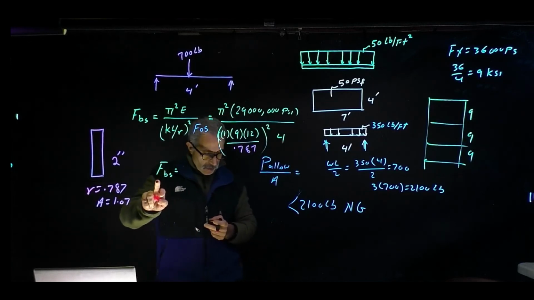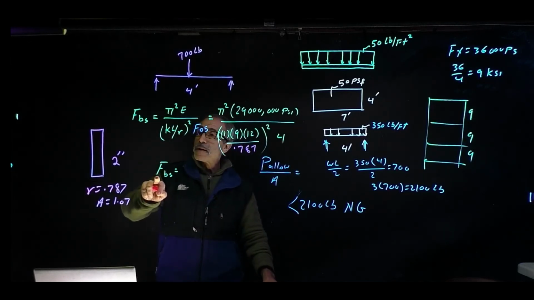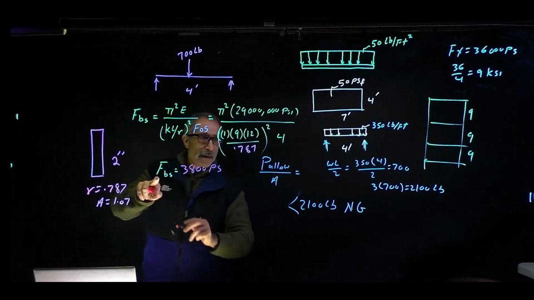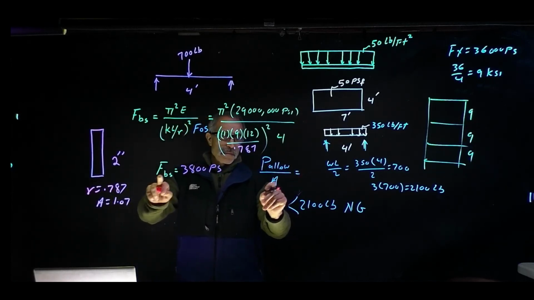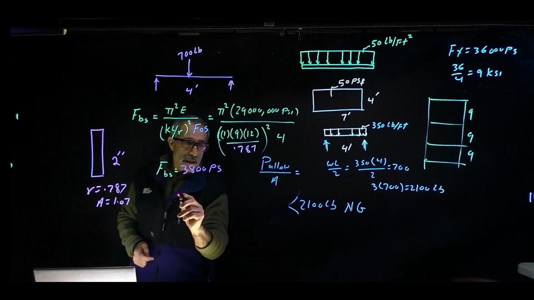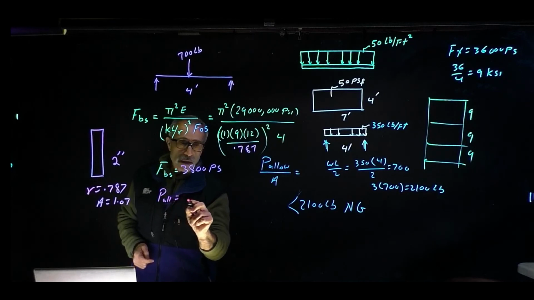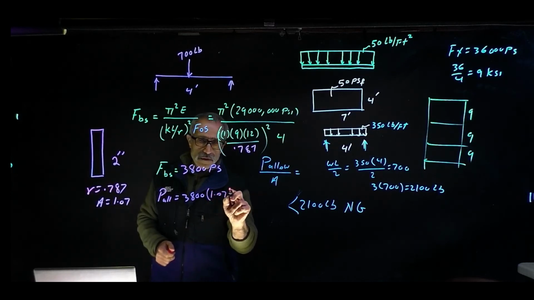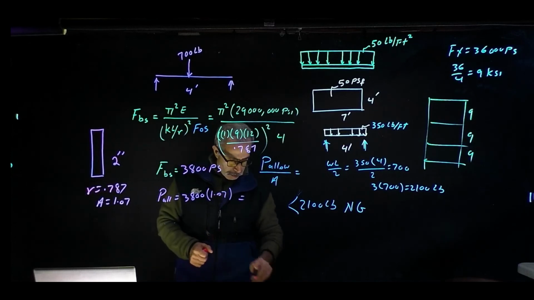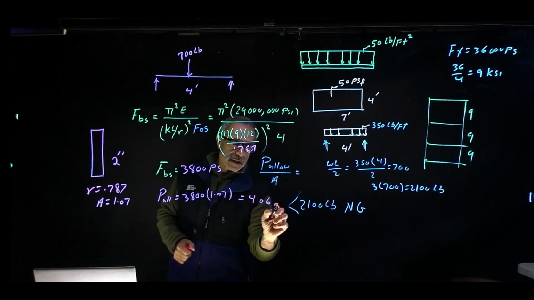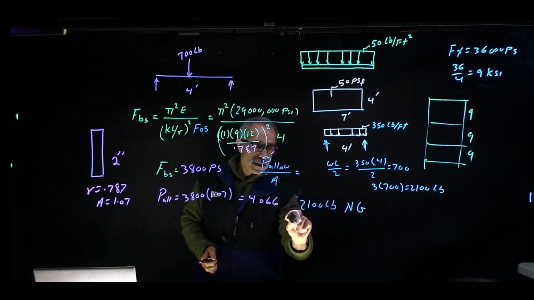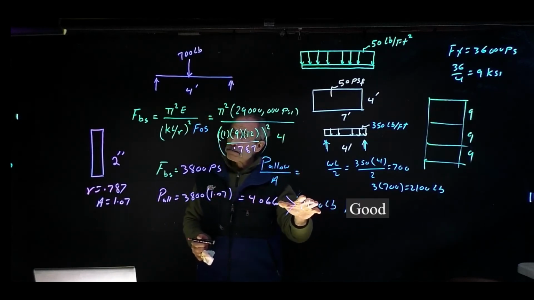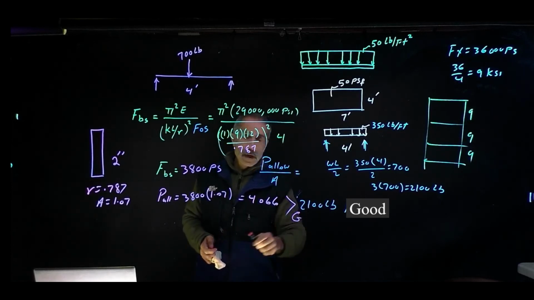Nothing changed there, and therefore my allowable buckling stress is going to come out to 3,800 psi, which is equal to P allowable divided by area, and therefore my P allowable comes out to 3,800 times the area, which is 1.07, and that's going to come out to 4066, which is bigger than 2100, and we know now that it's good. All right, so now we checked it.